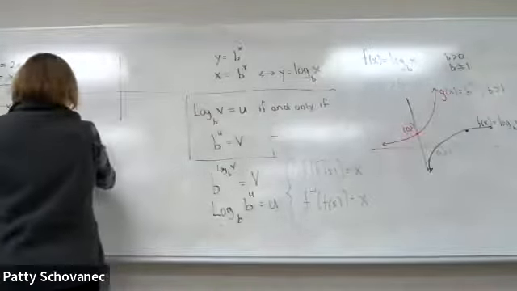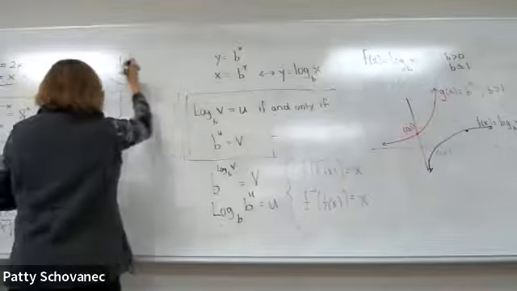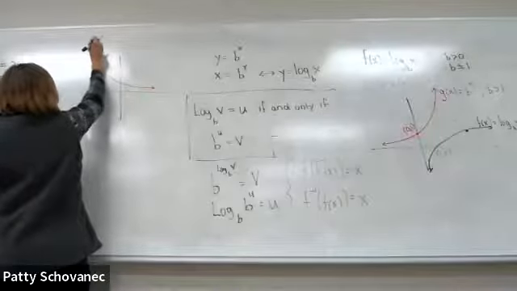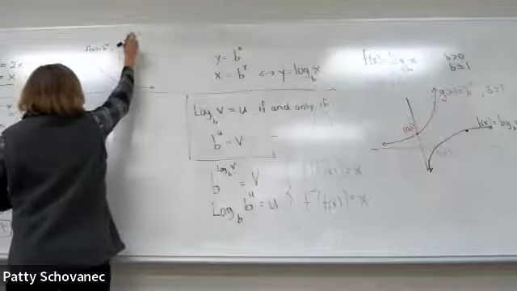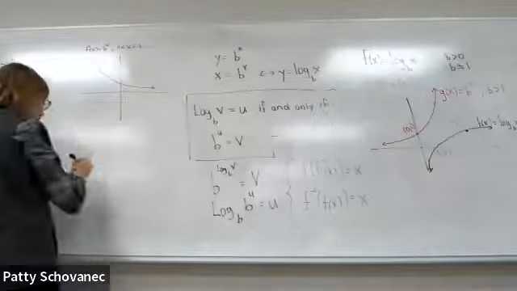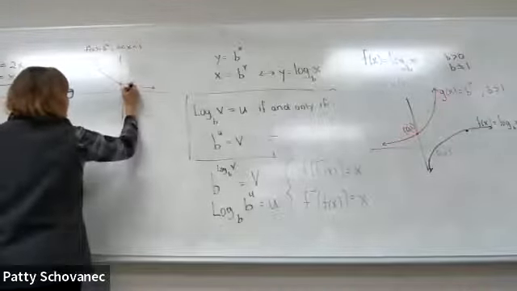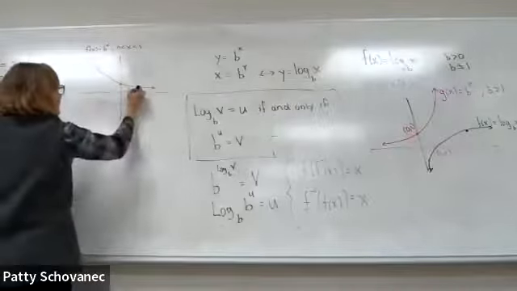Here's the decay function in red. That's the exponential function, f of x is b to the x, where b is smaller than 1. So the log function is going to do that little flipping thing. Here's the line y is equal to x. So flip that point here.